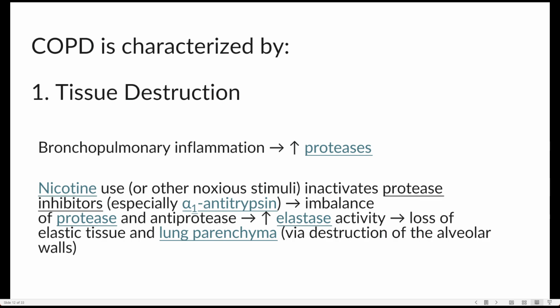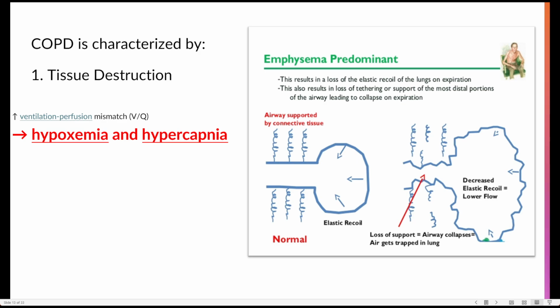So when you smoke cigarettes, it inactivates alpha-1 antitrypsin. Without alpha-1 antitrypsin, there is no inhibition of the function of elastase, an example of protease. So if elastase is uninhibited, this will lead to loss of elastic tissue and lung parenchyma via destruction of the alveolar walls. So this is important to know.